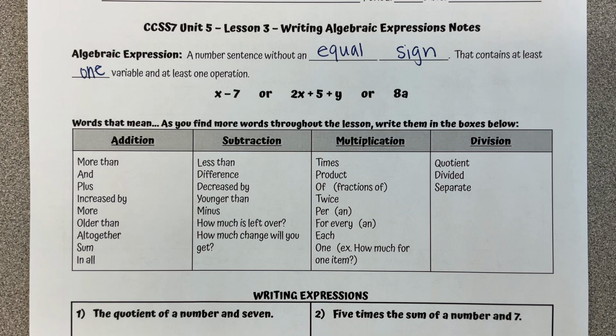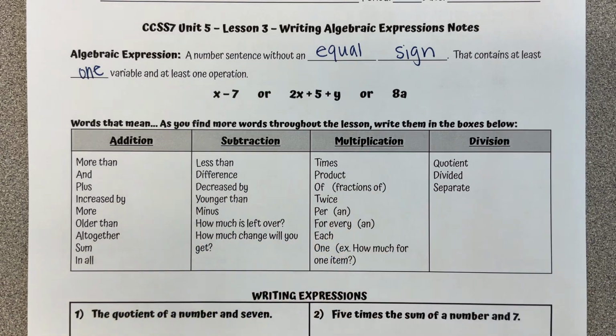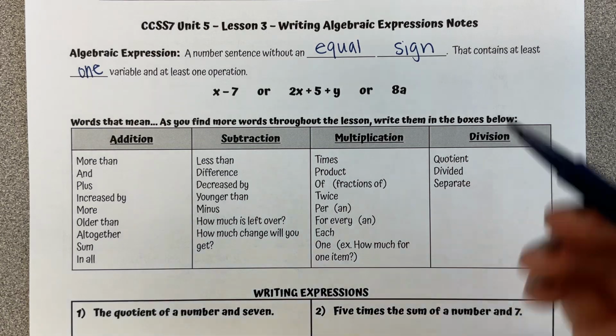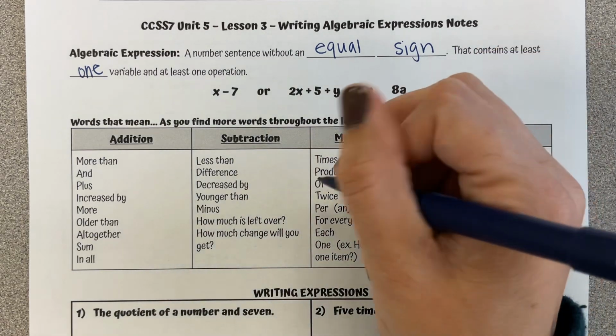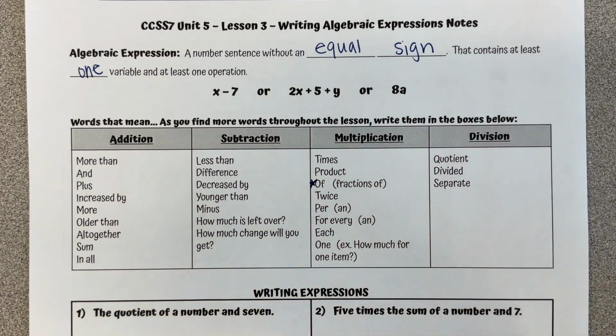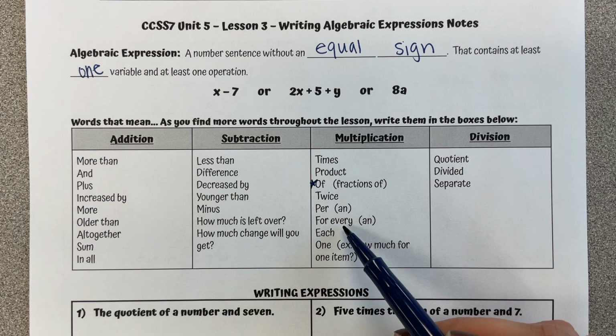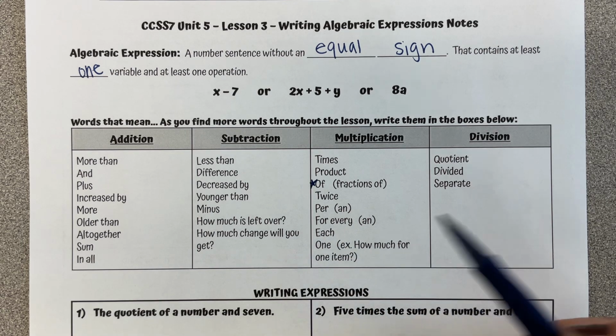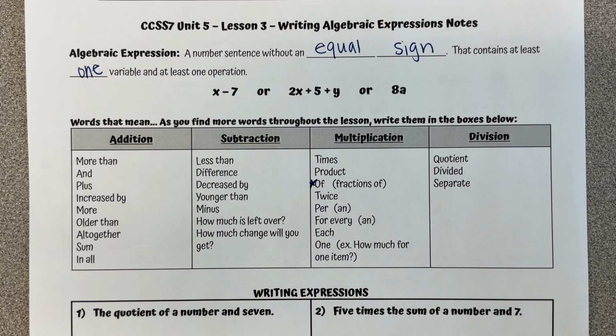When we are going to be writing expressions, we need to pull out key words that tell us different operations. Up here are some examples. It's not all of the examples. For multiplication, some words that sometimes people miss when we see "of," as in fractions of, that means multiplication. Per, for every, each, one, those are ones that are commonly used, okay?